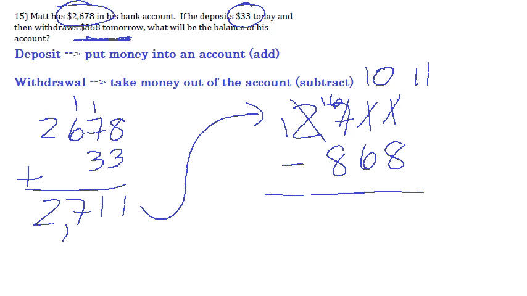So hopefully you can see all my numbers there. I got a little cramped, I apologize. But now I've done all the borrowing and I'm ready to subtract. So now I can do 11 minus 8, which gives me 3. I can do 10 minus 6, which gives me 4. I can do 16 take away 8, which gives me 8. And then the 1 just comes straight down. And there's my final answer.